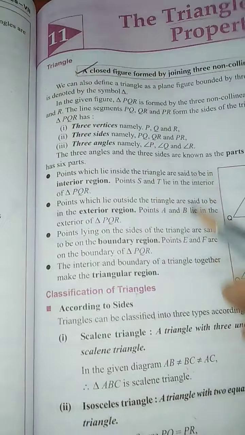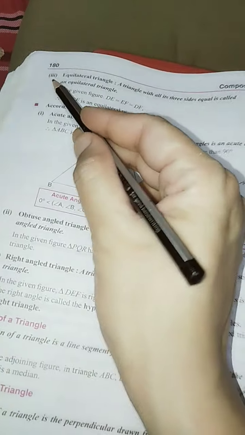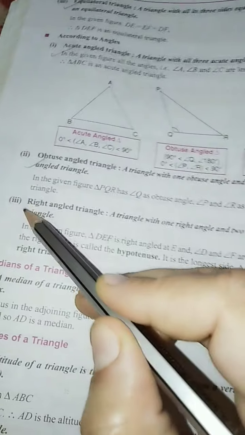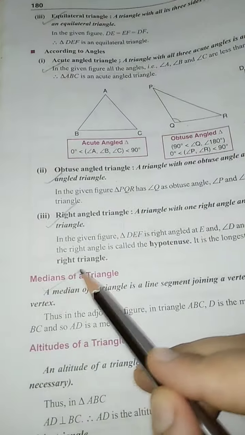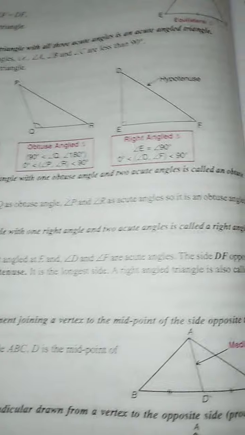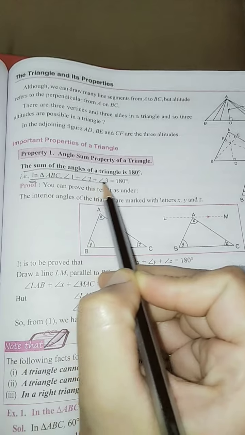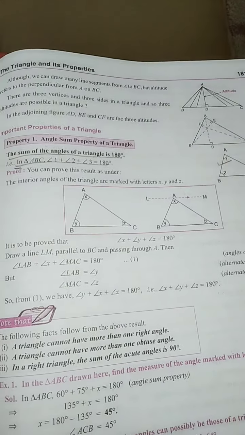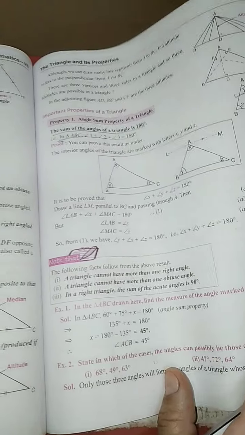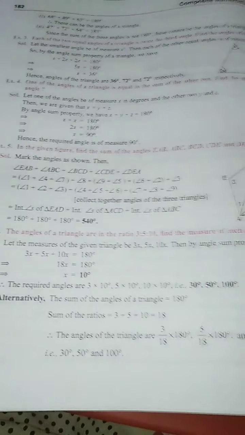Now what you have to note down in your copy: the definition of a triangle, then the definitions of scalene, isosceles, equilateral triangle, acute angle triangle, obtuse, right, median, altitudes. All these definitions you have to note down along with the figure, and this property also you have to write down, this first line and this second line along with this diagram. Now we will see what is given in the exercise, and you should go through all these solved examples. They will make your concept very clear.